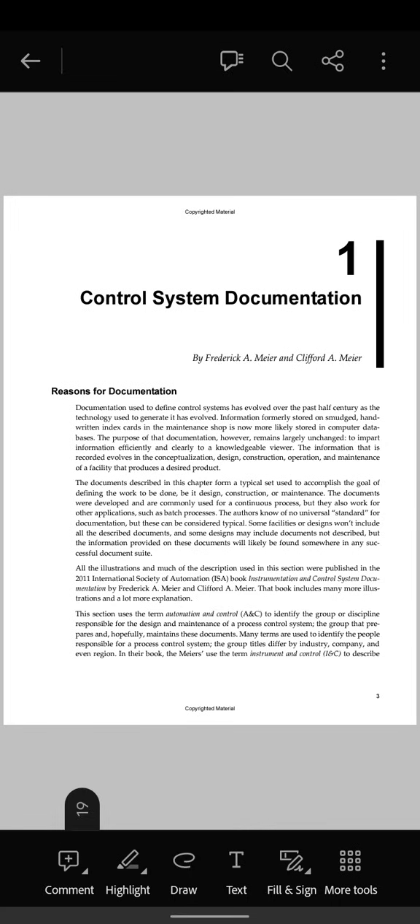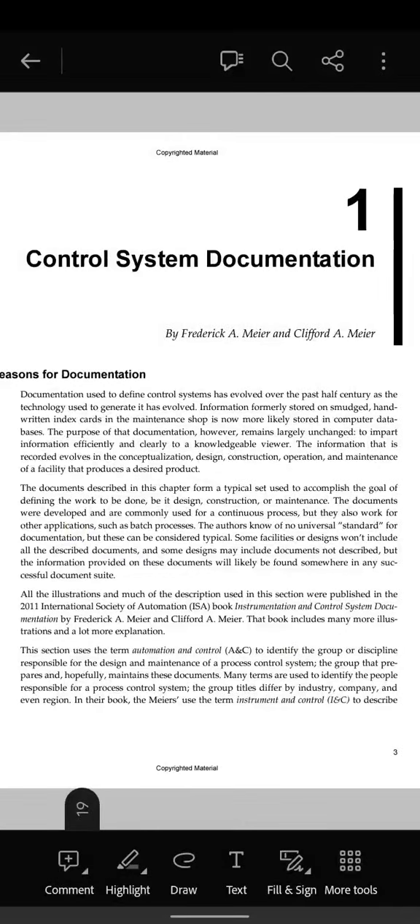Reasons for documentation. Documentation used to define control systems has evolved over the past half century as the technology used to generate it has evolved. Information formerly stored on a smudged, handwritten index card in the maintenance shop is now more likely stored in a computer database. The purpose of that documentation, however, remains largely unchanged: to impart information efficiently and clearly to the knowledgeable viewer.